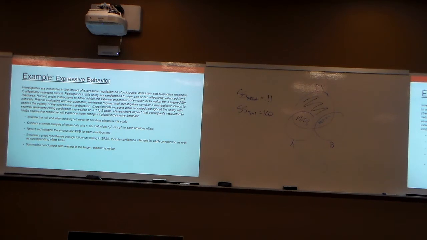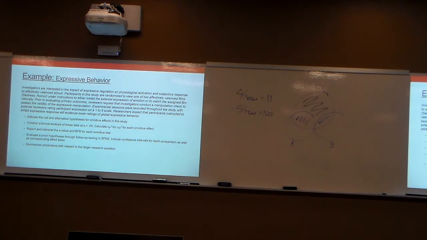In this study, we randomized students to view one of two different affectively balanced films. So people are either randomized to watch a sadness film or a humorous film, under instructions either to inhibit the external expression of emotion or to watch the assigned film naturally. Okay?